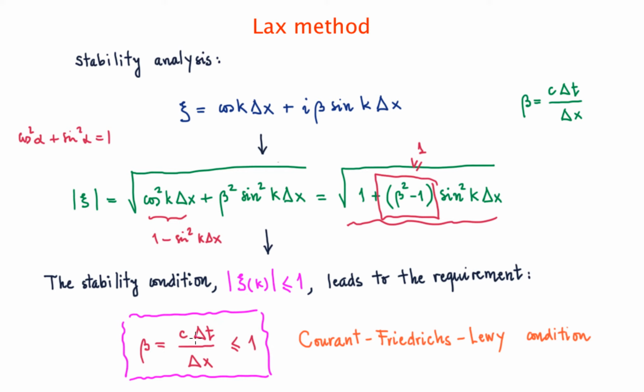So c times delta t over delta x has to be lower than or equal to 1 in order for the method to be stable. And actually that condition is a quite well-known numerical condition in finite difference methods, and it's called the Courant-Friedrichs-Lewy condition. So it has to satisfy a connection between both the time step and the space step in order for the method to be stable.